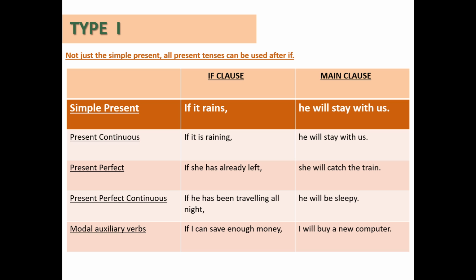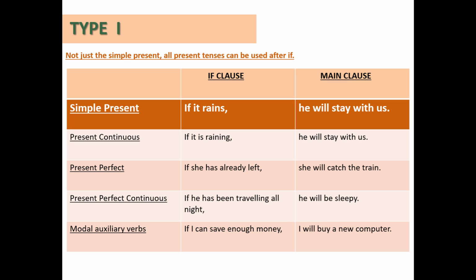And one more thing you need to remember here, that in present perfect continuous, generally we talk about time reference, okay? So if he has been traveling all night, now this is the condition, that if he has been traveling all night, really he has been traveling, so obviously he will be sleepy. This is the highest possibility that he will be sleepy.